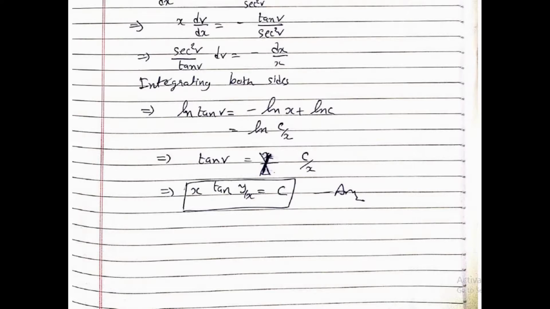Okay, so it is not necessary that your function is always in the form of y by x. It may happen your function may be in the form of x by y. Then also in that case you have to assume x by y is equal to v, but otherwise the process remains the same.